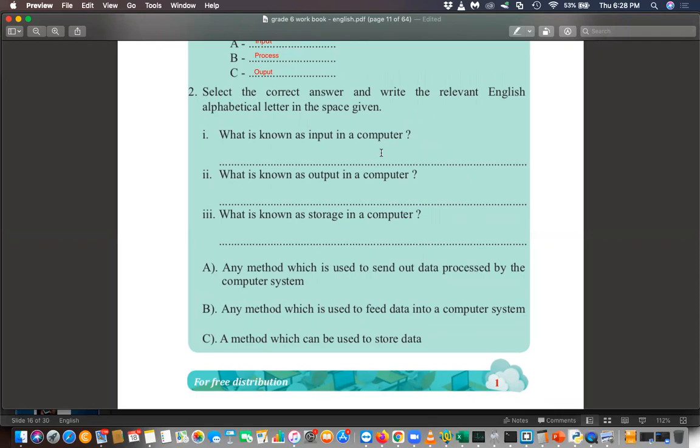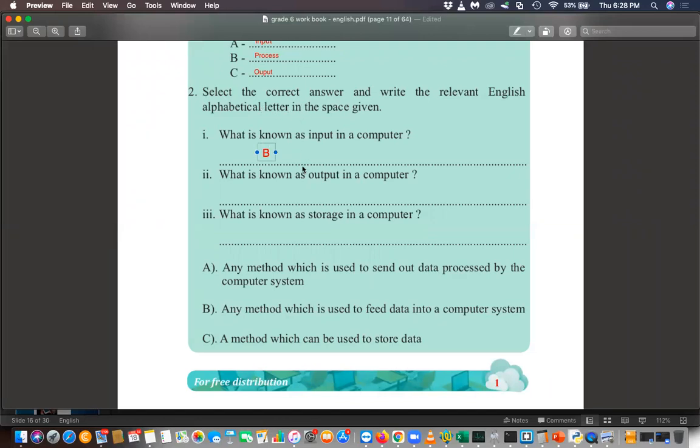Which is input? Is it a method which can be used to store data, or a method which is used to feed data, or a method which is used to send data out? What is input? Input means giving to the computer. Which is the correct answer then? Yes, any method which is used to feed data into the system. That is the answer. So the answer for this one is B.